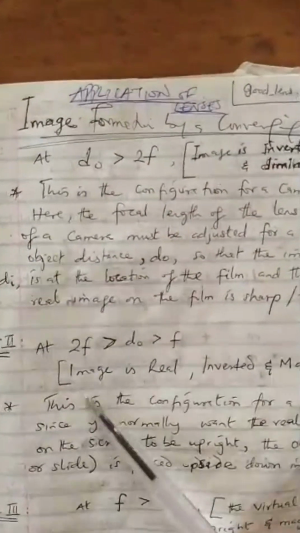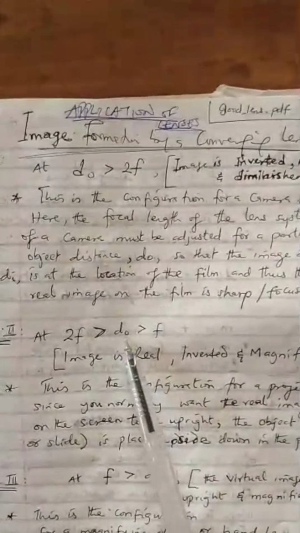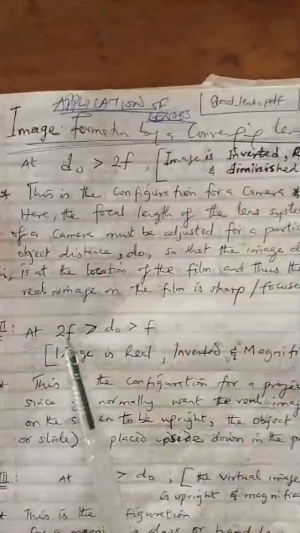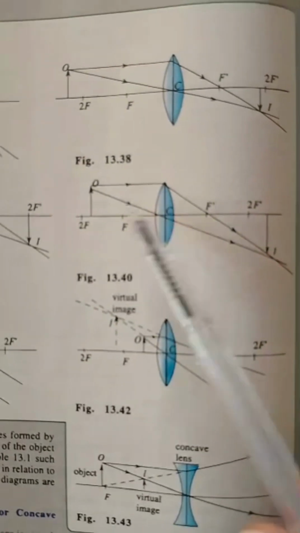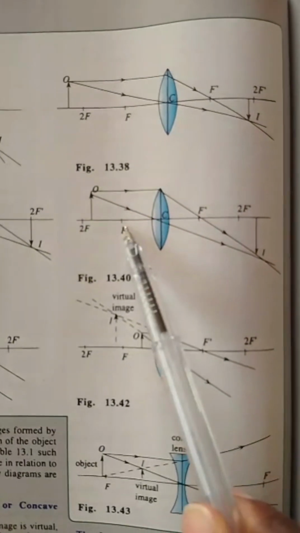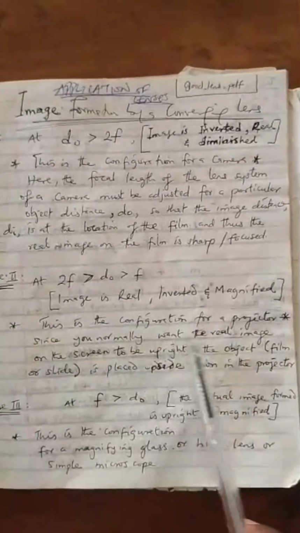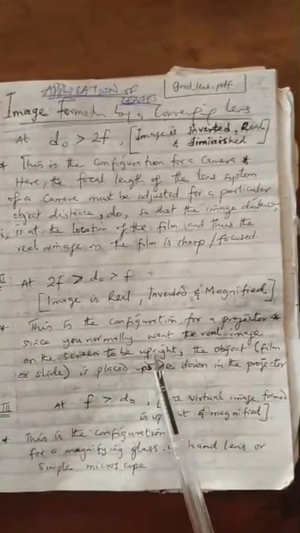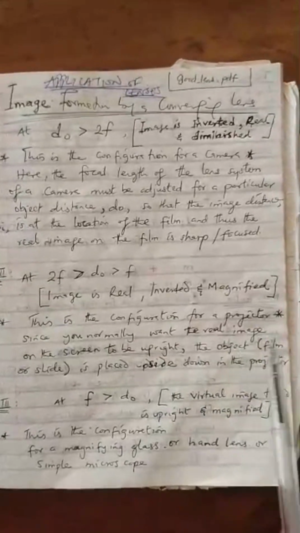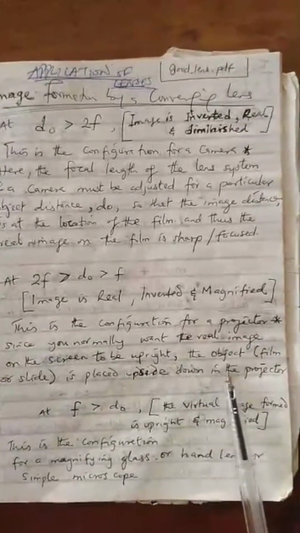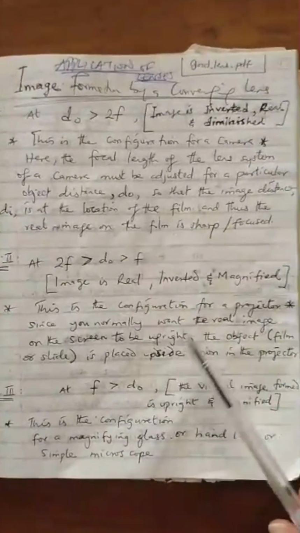So for the object distance that is greater than the focal length but less than twice the focal length, you have this case. The object is greater than f but less than 2f. So you see the image is real, inverted, and magnified. This is the configuration for a projector. Since you normally want the real image on the screen to be upright, the object on the film or slide is placed upside down in the projector. So this is the case for a projector.